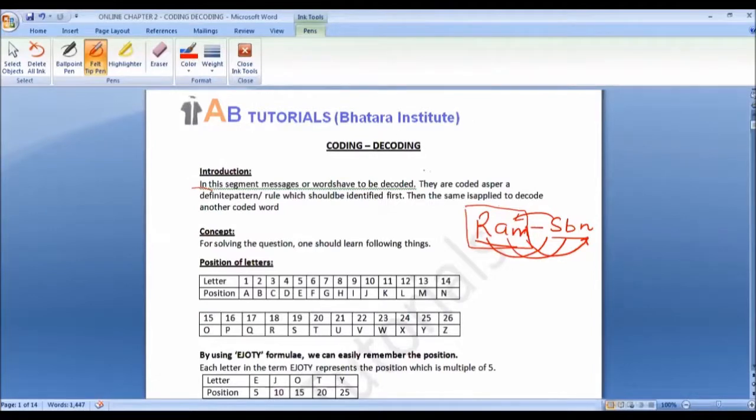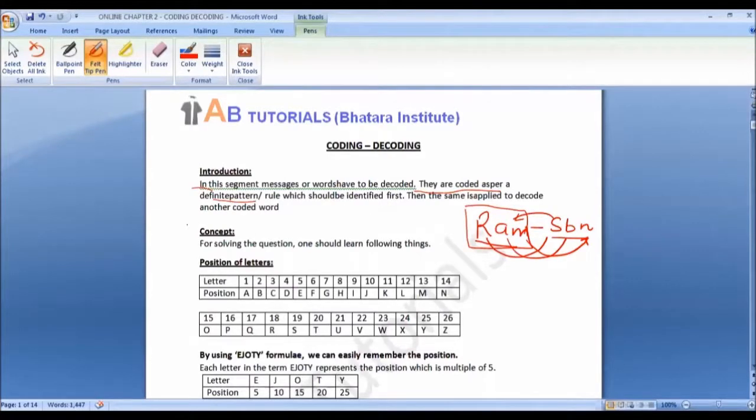So it is written here, they are coded as per a definite pattern. But here definite pattern doesn't mean that in each and every question a letter is increased by 1 only. There are different patterns of solving these kind of questions.